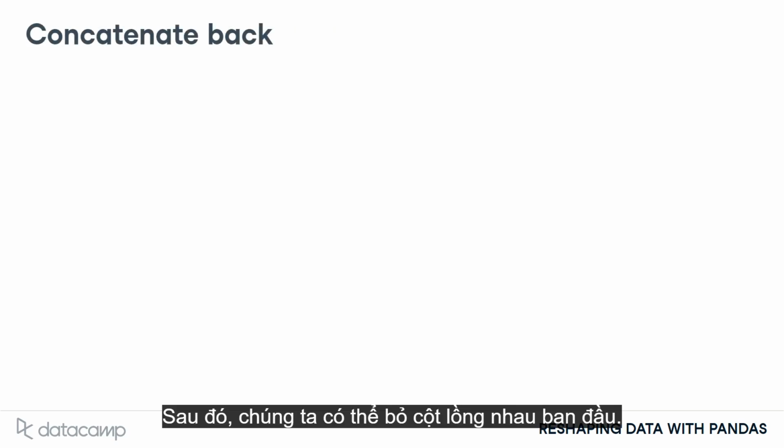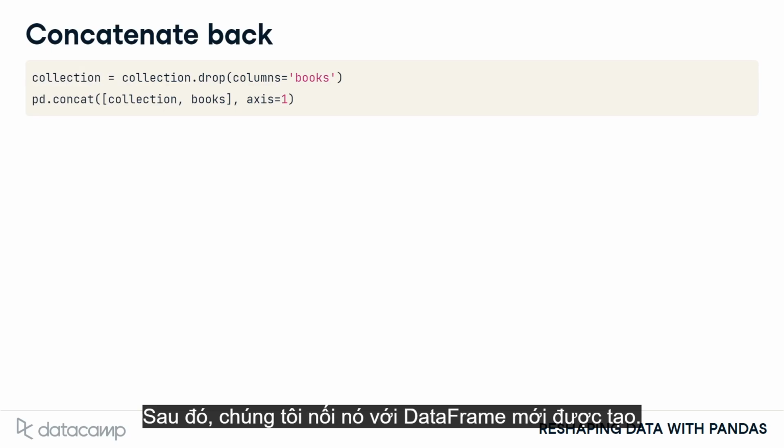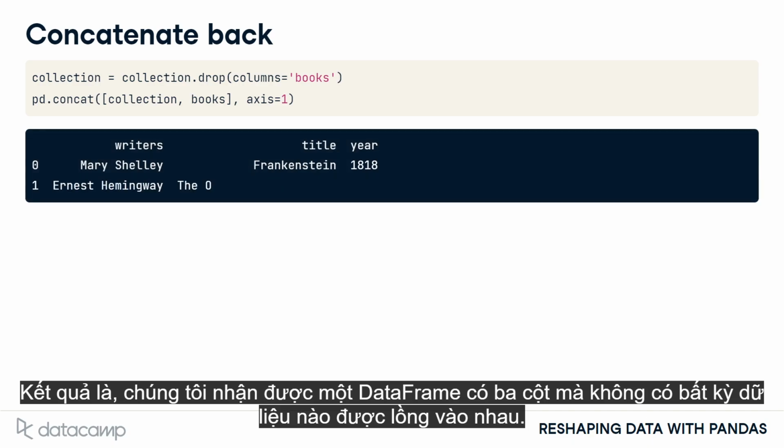We can then drop the original nested column. After that, we concatenate it with a newly generated data frame. As a result, we get a data frame with 3 columns without any nested data.